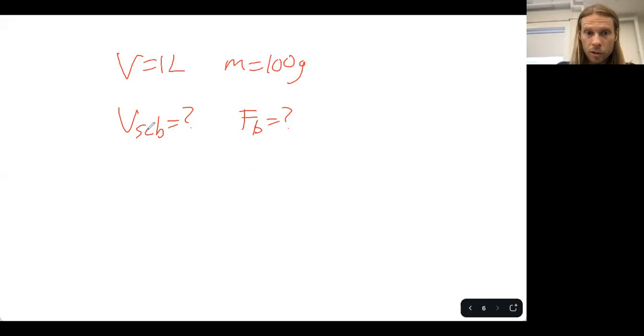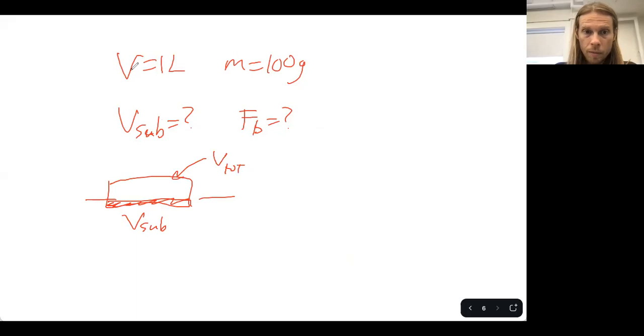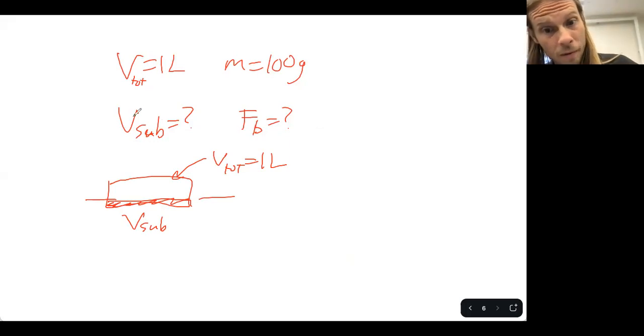These are easy questions. Here's what you do. First of all, you draw a picture. You draw the submerged volume. V total is 1 liter. By the way, whenever I give V, it's implied V total. So be careful. V total is 1 liter. So what is the submerged volume?